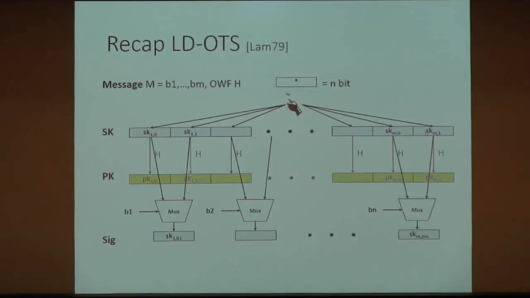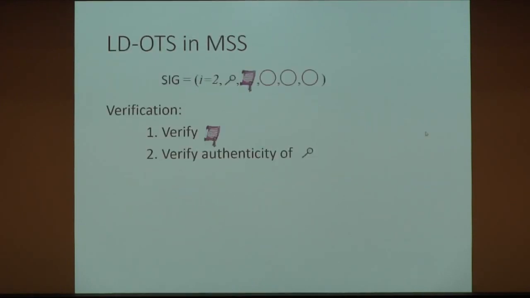So if you remember Lamport-Diffie, we had a bunch of random n-bit strings as secret key, the hashes as public key, and we selected from each of these pairs one element depending on the bits of the message. Now, if you look at how this is used in a Merkle signature scheme, then the verification works in two steps. First, you verify the one-time signature using the one-time public key. And then, independently, you verify the authenticity of the one-time public key using the tree and the authentication path. But we can actually do better.